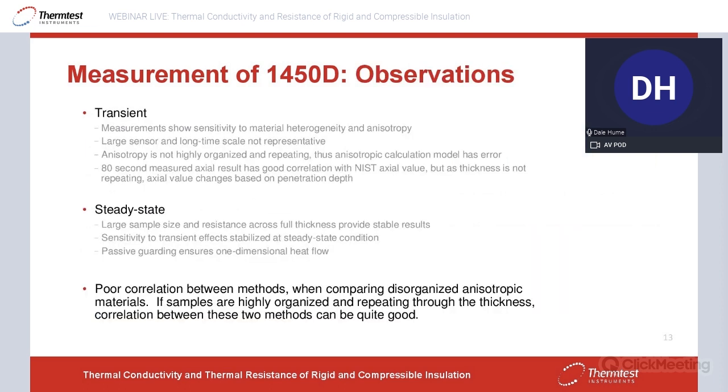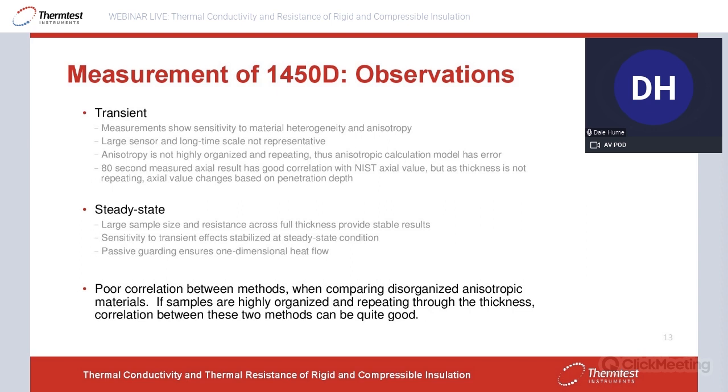So what are the observations when comparing those two methods across that sample? Measurements with transient show sensitivity to sample heterogeneity and non-repeating anisotropy. Those are requirements of use of transient. So it's not a surprise that some of these phenomena would cause some differences in bias between the two methods.